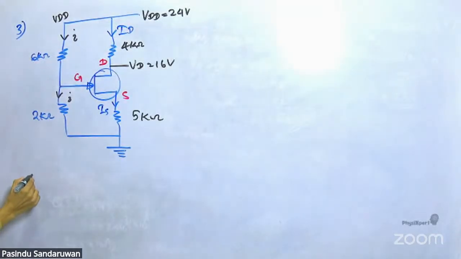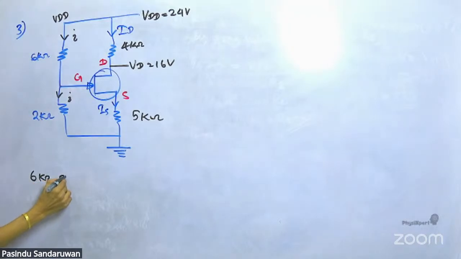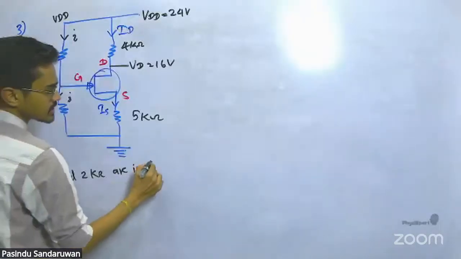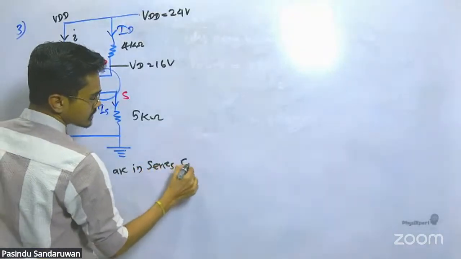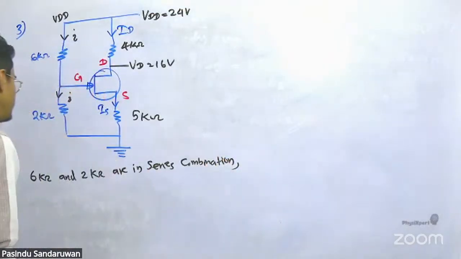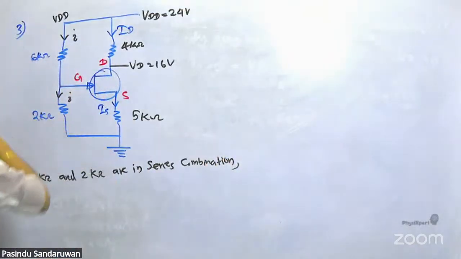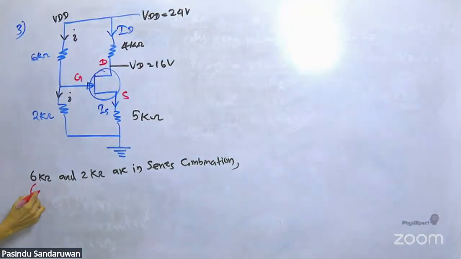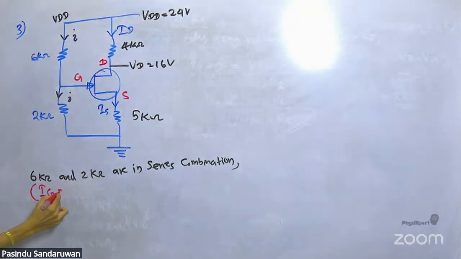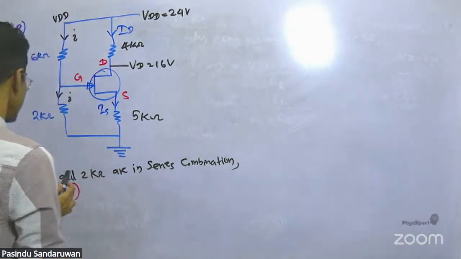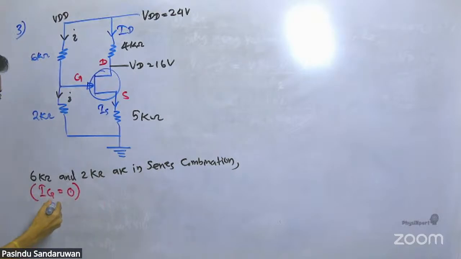Then mention the logic: 6 kilo ohms and 2 kilo ohms are in series combination. Mention within brackets, IG equals 0.